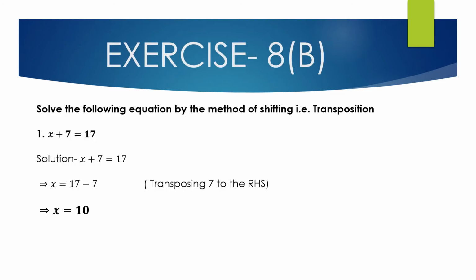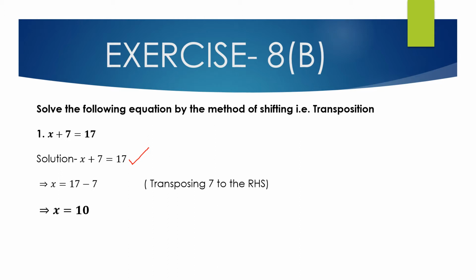Now we solve question number 1. Solve the following equation by the method of shifting, that is transposition. We have given the equation and solve the value for the variable using the transposition method or method of shifting. Given equation is x plus 7 equal to 17. This is the equation given and we have to solve the value for the variable x using the method of shifting or transposition.